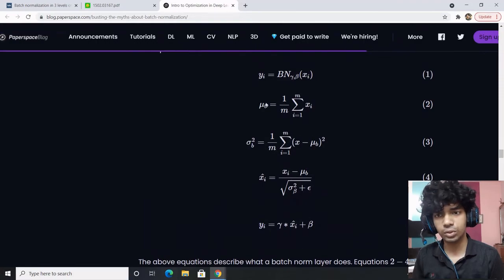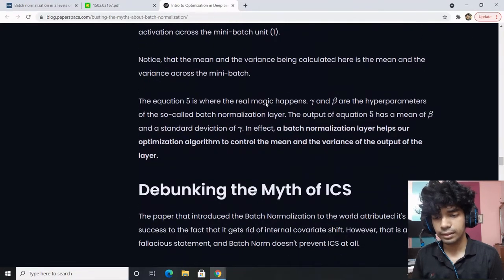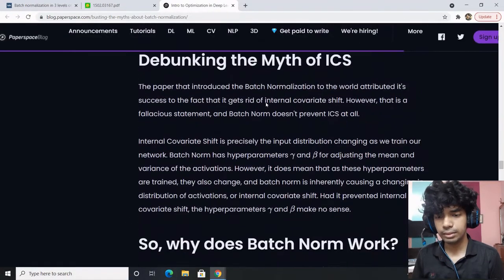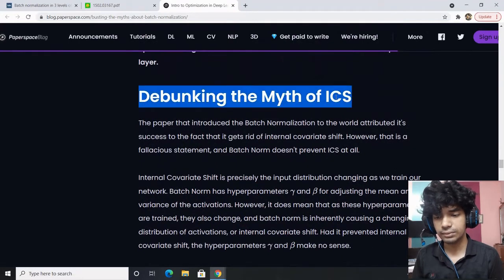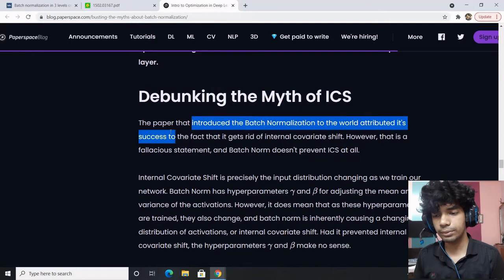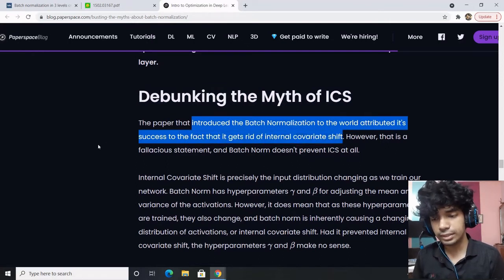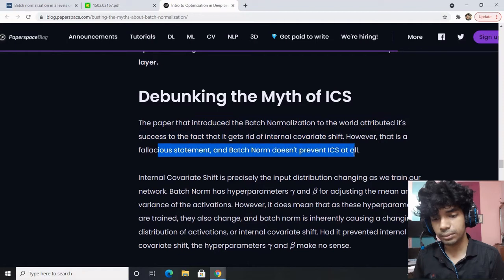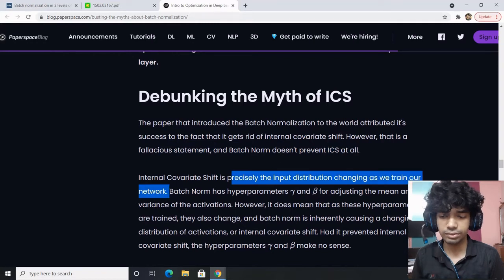These are the equations we saw in the original paper. So, debunking the myth of ICS. This is what I wanted to discuss. The paper that introduced batch normalization to the world attributed its success to the fact that it gets rid of ICS. However, that is a fallacious statement: batch normalization does not prevent ICS at all. ICS is precisely the input distribution changing as we train our network.